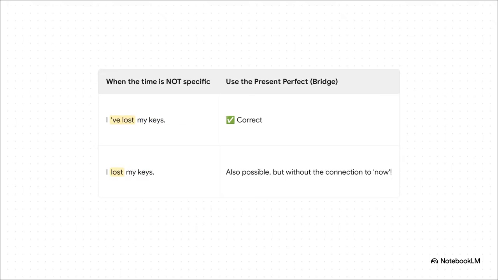Now check this out. "I've lost my keys." When did I lose them? Who knows? And who cares? It's not important. The important thing is the connection to now. I don't have my keys, and that's a problem. We're using the bridge. Now you could say "I lost my keys," but that just sounds like you're stating a fact about the past. "I've lost my keys" tells everyone you have a problem right now.